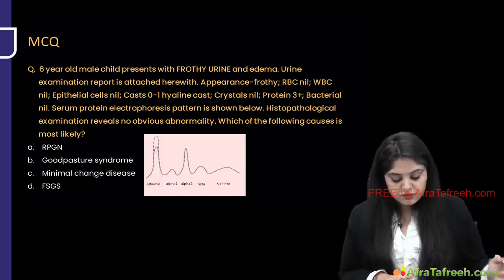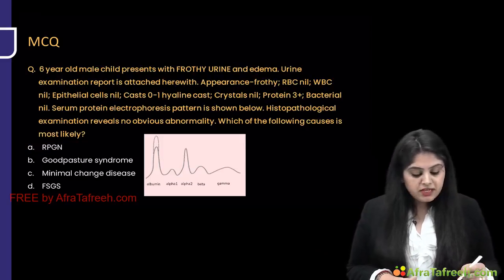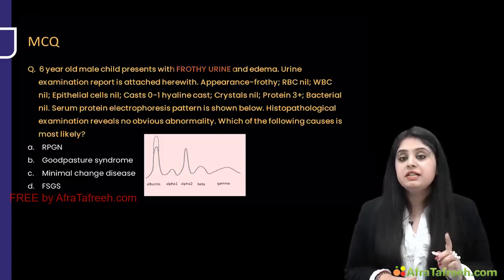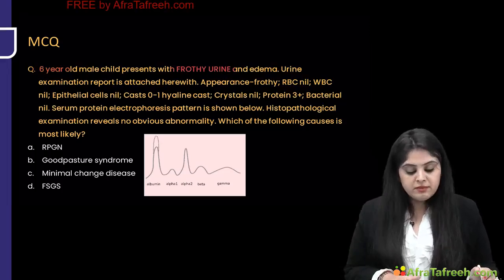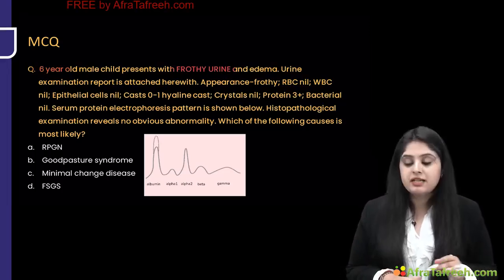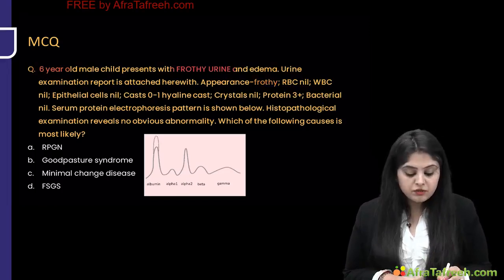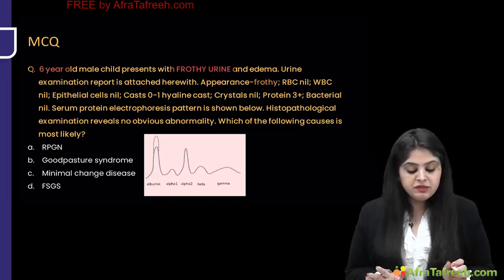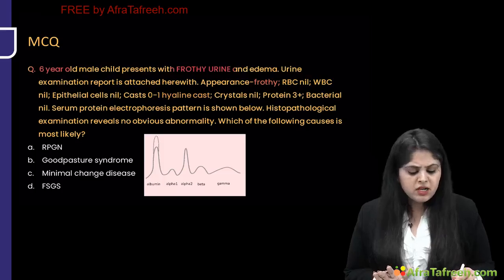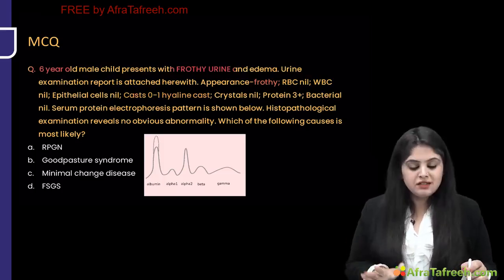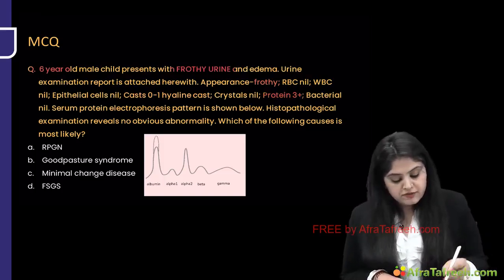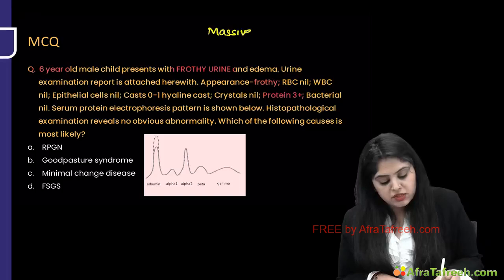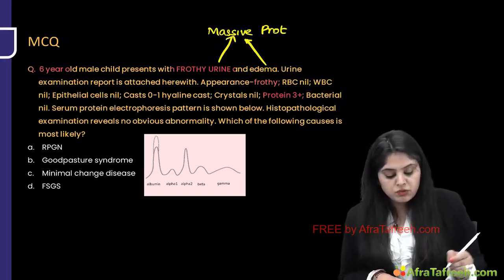Coming to the last question of this segment. There's a 6-year-old male child with frothy urine. And I've been kind to you, I've written it in bold. So there's a child with frothy urine and edema. Urine examination report has been attached herewith. Let's read it. Appearance is frothy. We don't see any RBCs. WBCs are not there. Epithelial cells are not there. Cast, I told you, 0-1 hyaline cast is hardly anything. Crystals are not there. Protein, massive proteinuria is definitely there. 3+ means there is massive proteinuria. And that is obvious because the urine appearance was also frothy and the patient was also having edema.